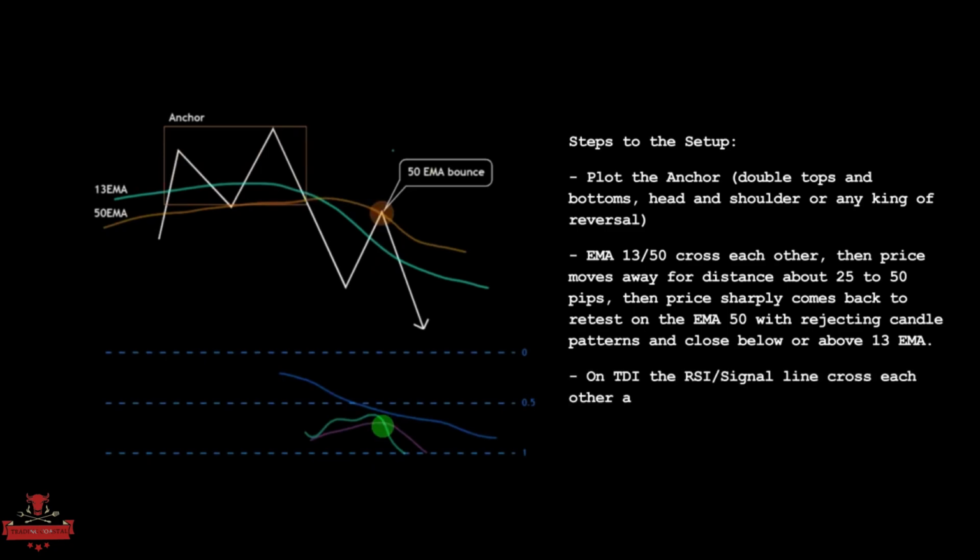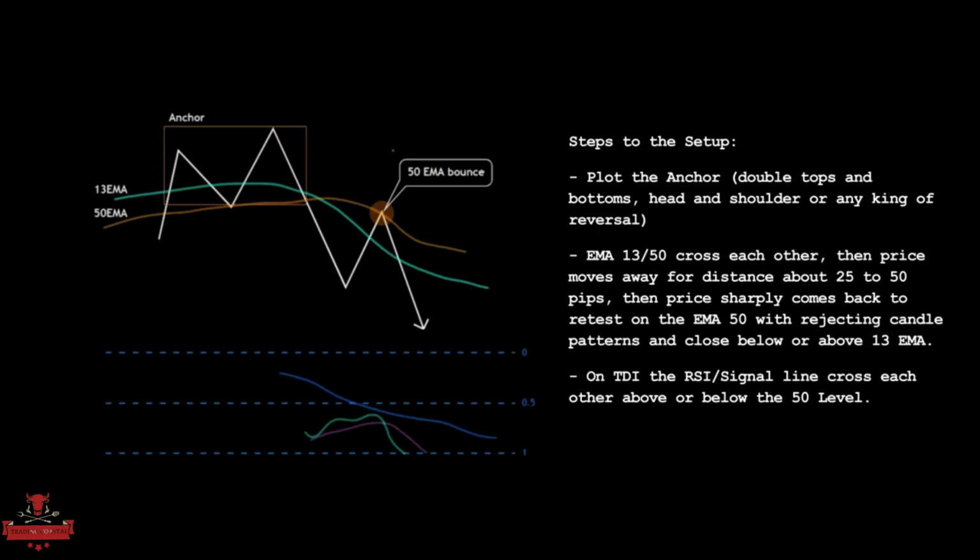The third confirmation, on the TDI indicator below, the RSI and signal line cross each other above or below the 50 level. We can put the stop loss above or below the high or low. Another option is to use the ATR indicator to find it. We have uploaded a video about this indicator, so you can check it on my channel after this video. After establishing the stop loss, you can use 1 to 2 risk reward or use average daily range to put your take profit level. In a nutshell, these are the rules of this strategy.